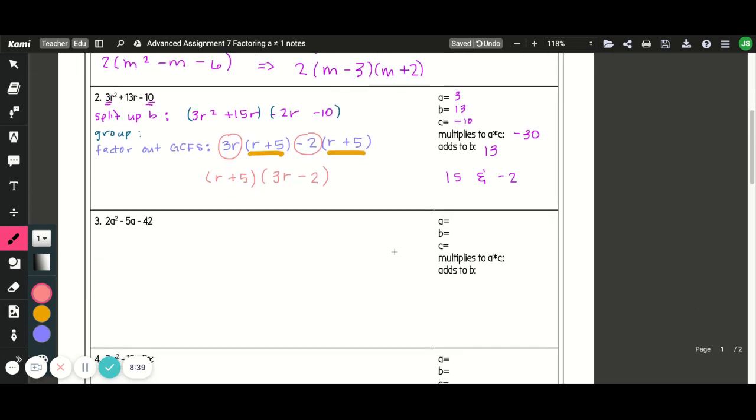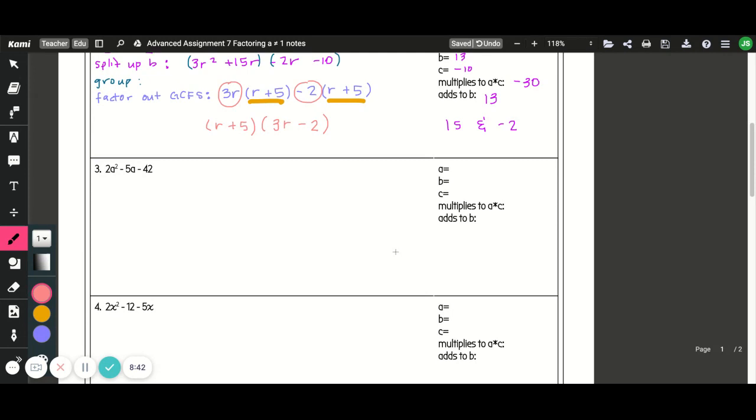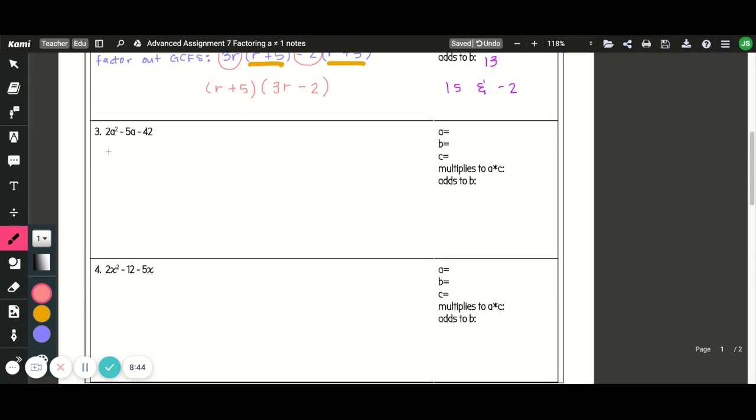Okay, so let's try another one. Make sure that it's in order. So the A squared, and then the A, and then the constant. So we're good there. Our A is 2. The B is negative 5. And C is negative 42. So we're going to multiply A and C. 2 times negative 42 is negative 84. So we're going to have to find 2 numbers that multiply to negative 84, and they have to add to negative 5.